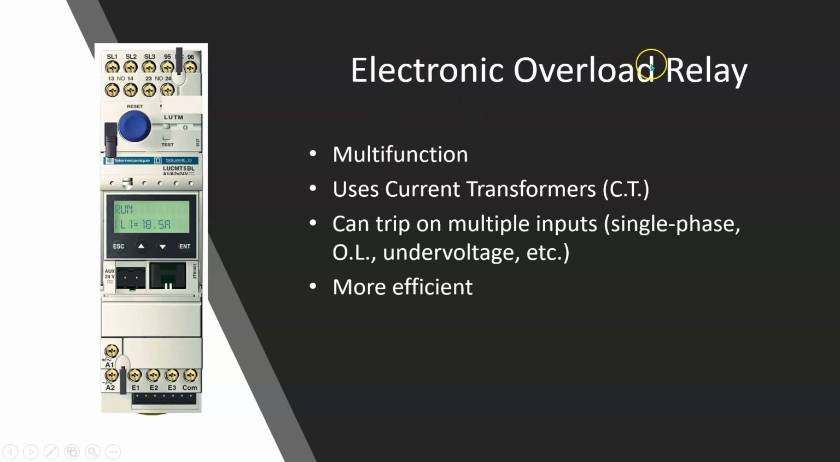So that's an electronic overload relay. Very multifunctional. It uses a current transformer, which we just talked about. It can trip on multiple inputs, so single phase, overload, under voltage. It can sense all of that stuff based on those coils, and it's much more efficient, obviously, because it's electronic.